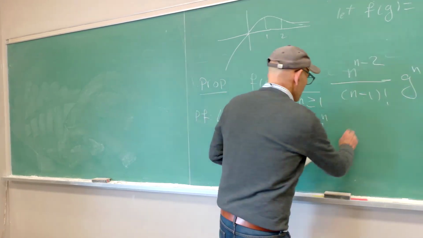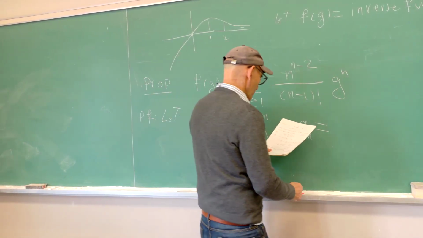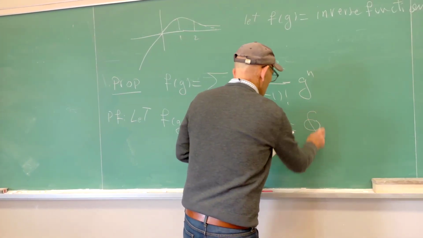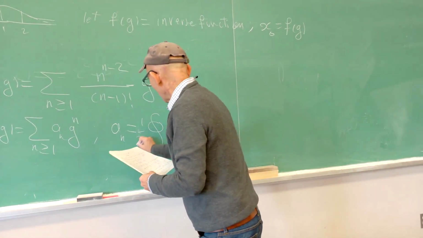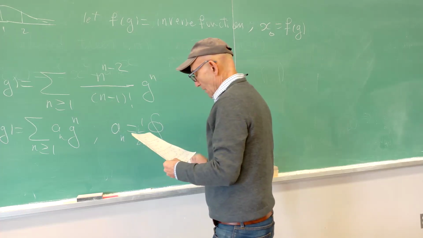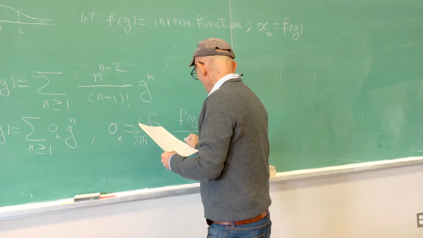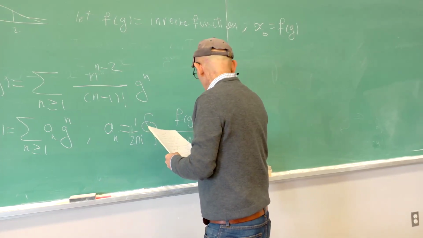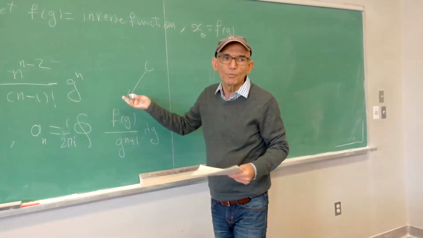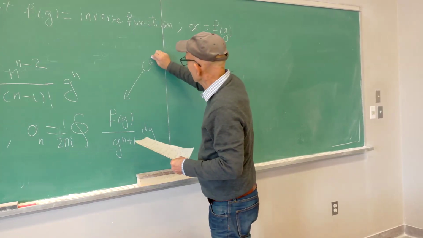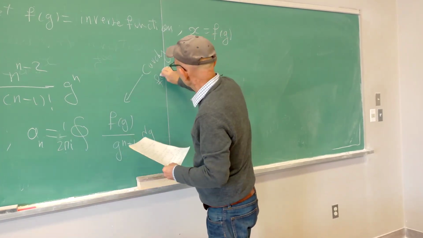Then the coefficient a n is equal to a contour integral for a small contour near 0. This is equal to 1 over 2 pi i, the integral of f of g over g to the n plus 1, dg. I said residue, but this is Cauchy's formula in complex values. Everything is holomorphic near 0 here.